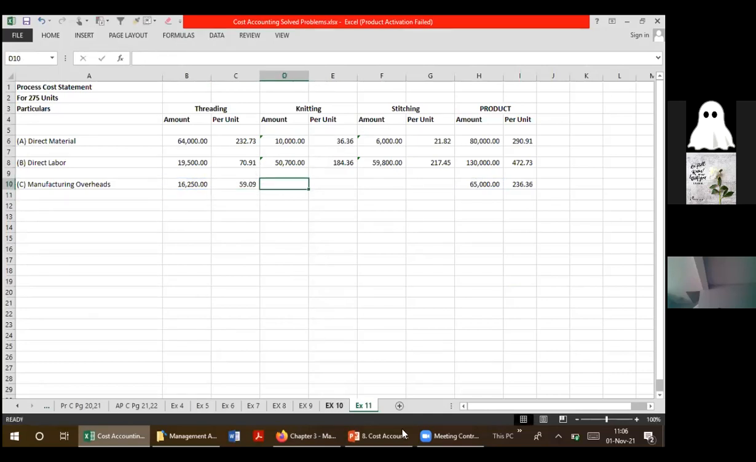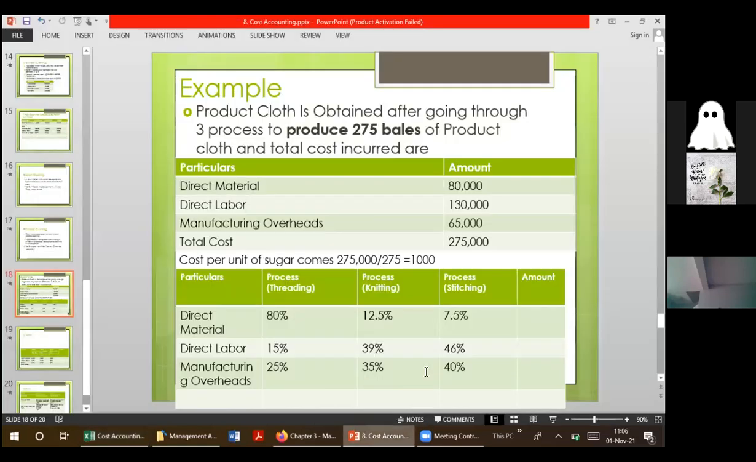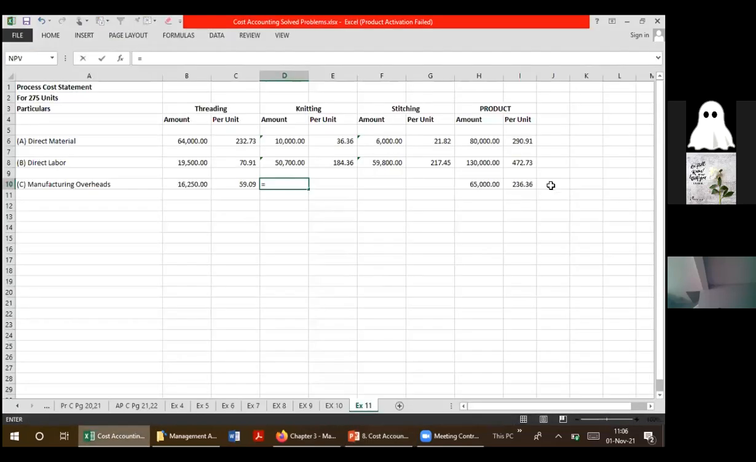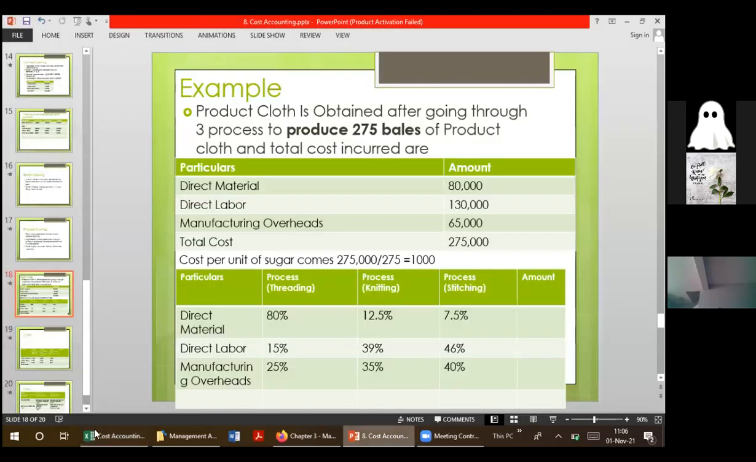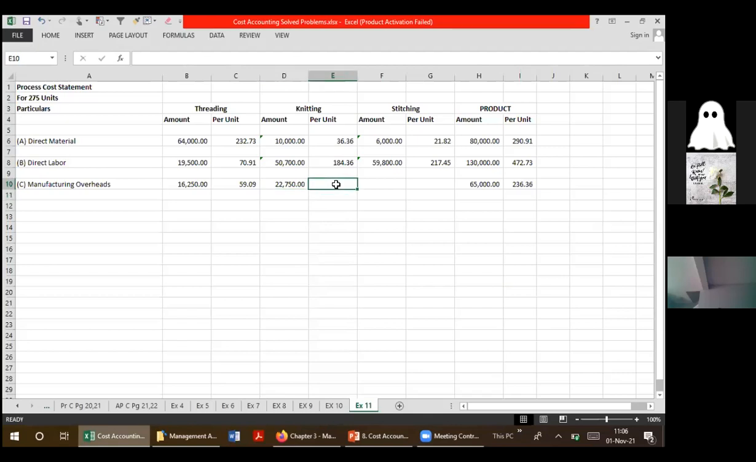59.09, correct. Then for knitting process, we have 35% of that cost, equal to 65,000 times 35%, so 0.35. That is 22,750. And per unit will be 22,750 divided by 275, which is 82.73. Yes.